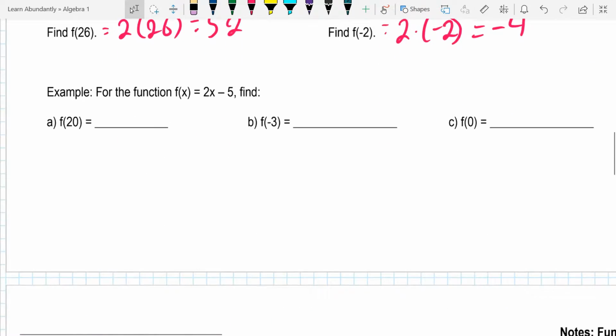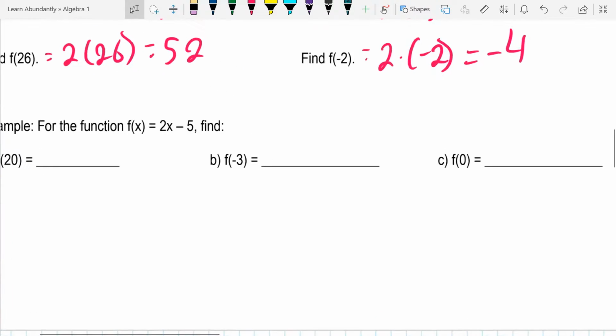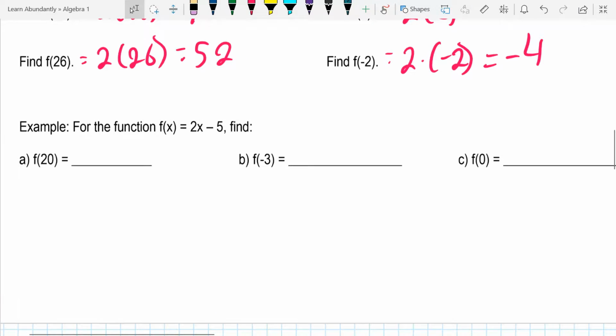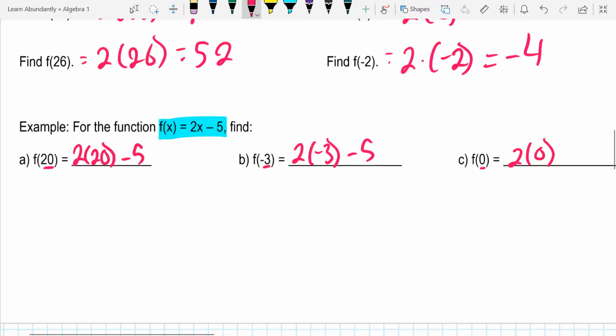So we'll get another example that's just a little bit more complicated. For this next example, we have the function f of x equals 2x minus 5. So whatever we plug in for x, we're going to replace for x in the equation. So instead of writing 2x minus 5, I'm going to write 2 times 20 minus 5. I'm replacing the x with the number I'm evaluating for. And so I did that there on all three of them.